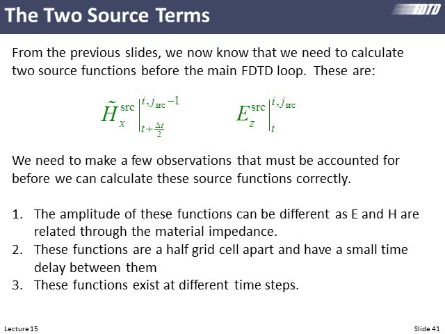But we still need expressions for our E field source, which is on the total field side, and the H field source on the scattered field side. So not only are these sources offset in time, they're offset by a half cell in space as well, and potentially different amplitudes, because one is E and one is H, and they're related through the impedance of the material that overlaps where we're injecting the source.